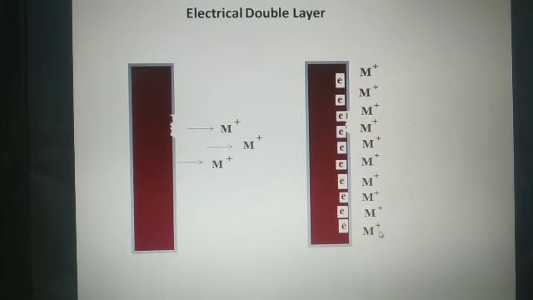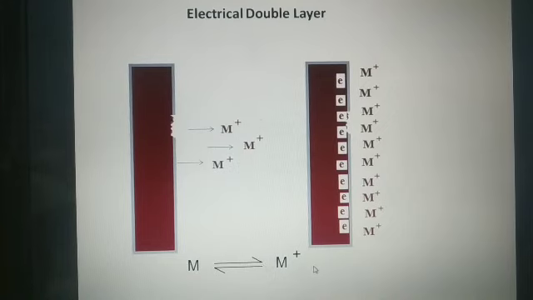So that is termed as the electrical double layer. The dissociation of metal continues until there is establishment of an equilibrium, where the solid metal is in equilibrium with the M positive ion. Then no more M positive ions dissolve in the solution, or the metal stops decaying, or it doesn't dissolve in the liquid. So that is the electrical double layer.